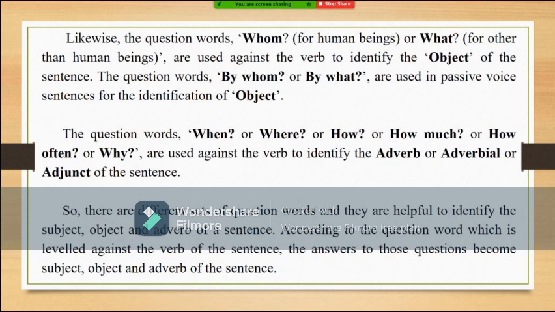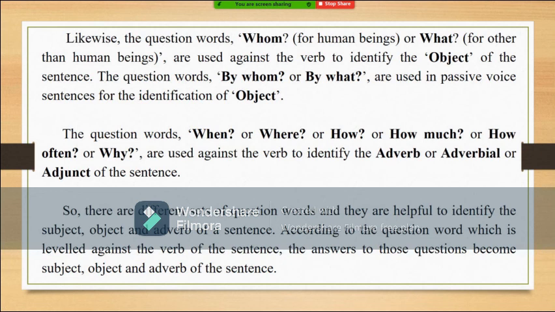Likewise, I saw a snake in the garden. Whom did I see? If it is a man, I saw Radha. I saw the teacher. Like that, if you have any human being, you have to ask whom. But here we have a snake. There, it is not a human being. So, I have to use the question word what. So, for human beings, we have to use whom. For other things, for other living beings, we have to use what. Here, in the sentence, I saw a snake in the garden, a snake is the object, so we have to ask what. What did I see? I saw a snake.